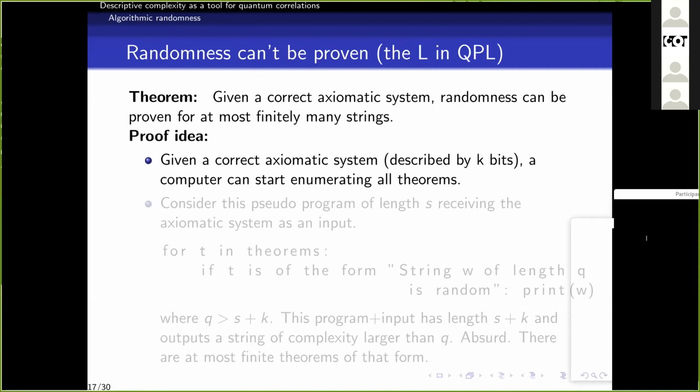So let's assume we are given a correct axiomatic system. The description of the axiomatic system is always finite, so it has k bits. And the computer can start enumerating all theorems. It just takes axioms and modus ponens and starts enumerating all theorems from the axiomatic system. Correct means that it's arithmetically sound, yes. That it only provides truths about what we are describing with that axiomatic system. It doesn't even need to be correct, actually, because it will still produce these theorems from the axiomatic system, although these theorems won't be truths about what we are describing with it.